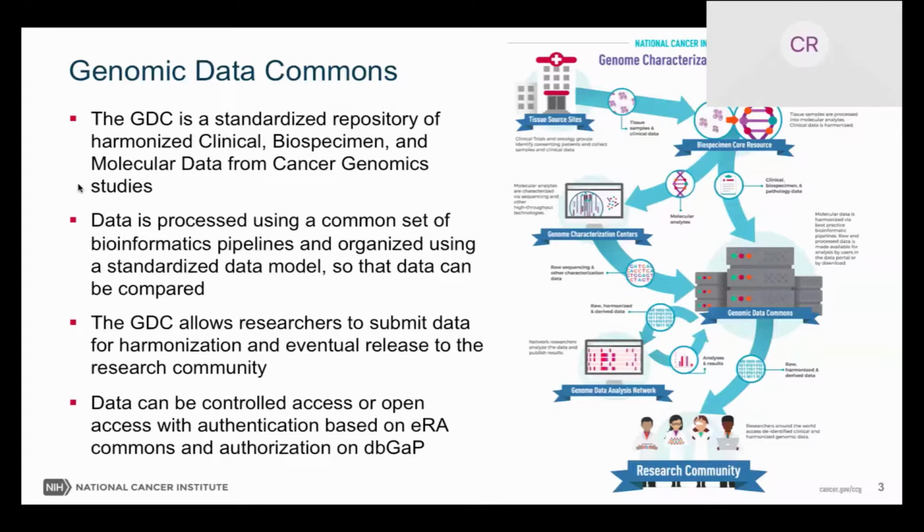So the image on the right, generally I was talking about all projects, but the image on the right shows you how the GDC fits into the NCI's genomic characterization pipeline. For certain NCI projects, the data originates at a tissue source site. The biospecimens are handled at a biospecimen core resource and then sequenced at what's called the genome characterization centers. Those data are then uploaded to the GDC, which are then analyzed by genome data analysis networks and eventually released to the research community.